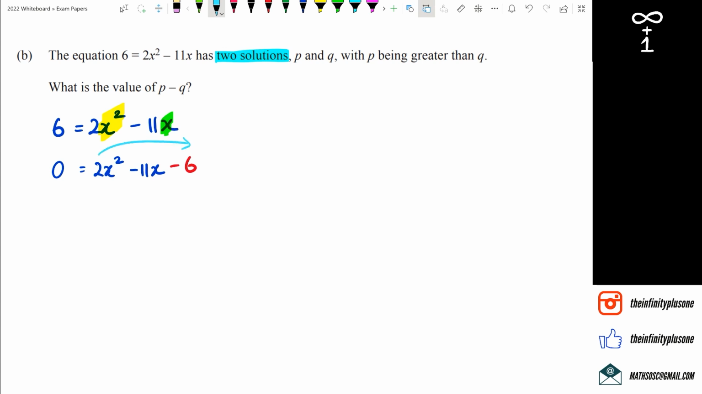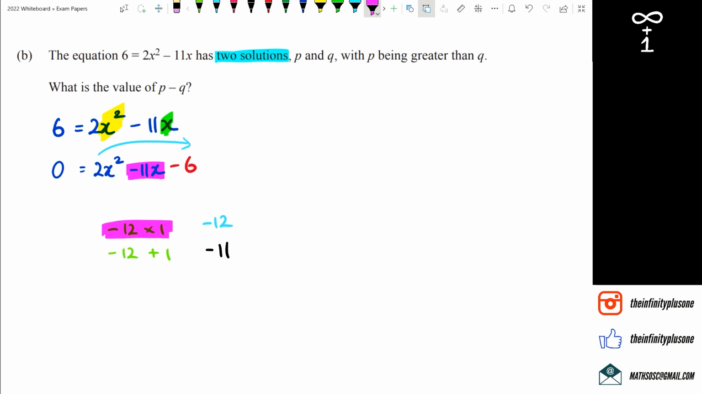So the first thing I do is 2 times -6, which is equal to -12. And I'm basically looking for two numbers that multiply to -12, and they also add up to -11. So my two numbers are going to be, let's see, -12 multiplied by 1, and -12 plus 1 is equal to -11.